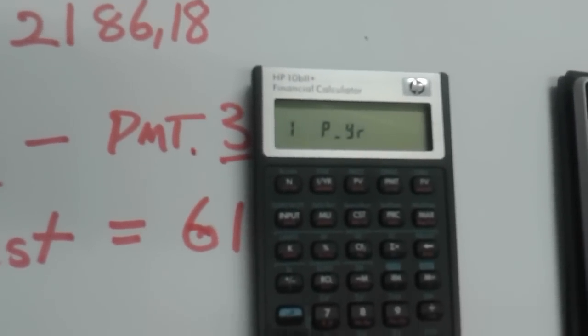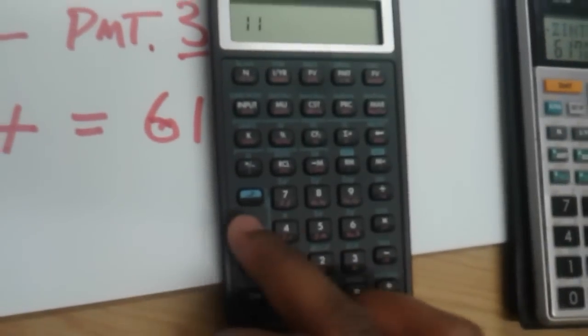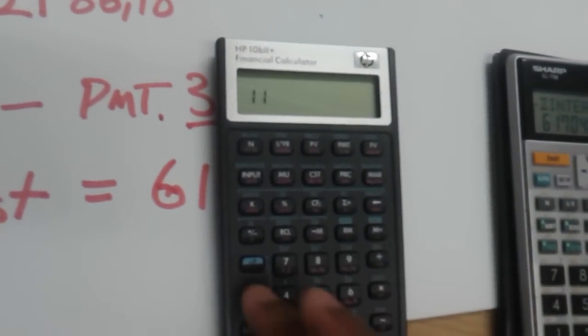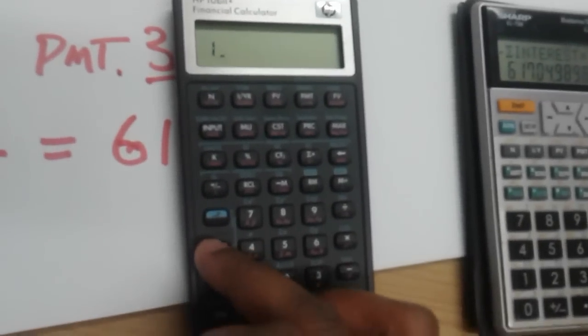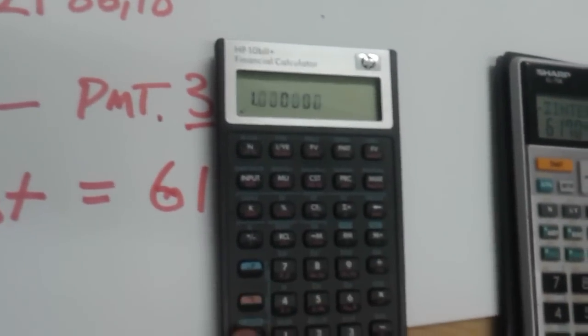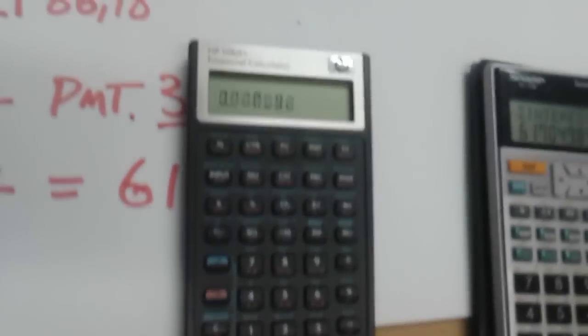So again, remember 1 per year. If it's not 1 per year, it's 1. It's 1. Sorry. If you want to set it, it's 1 shift then PMT. There you go. How do you clear? Shift clear all. Okay. Now let's go.